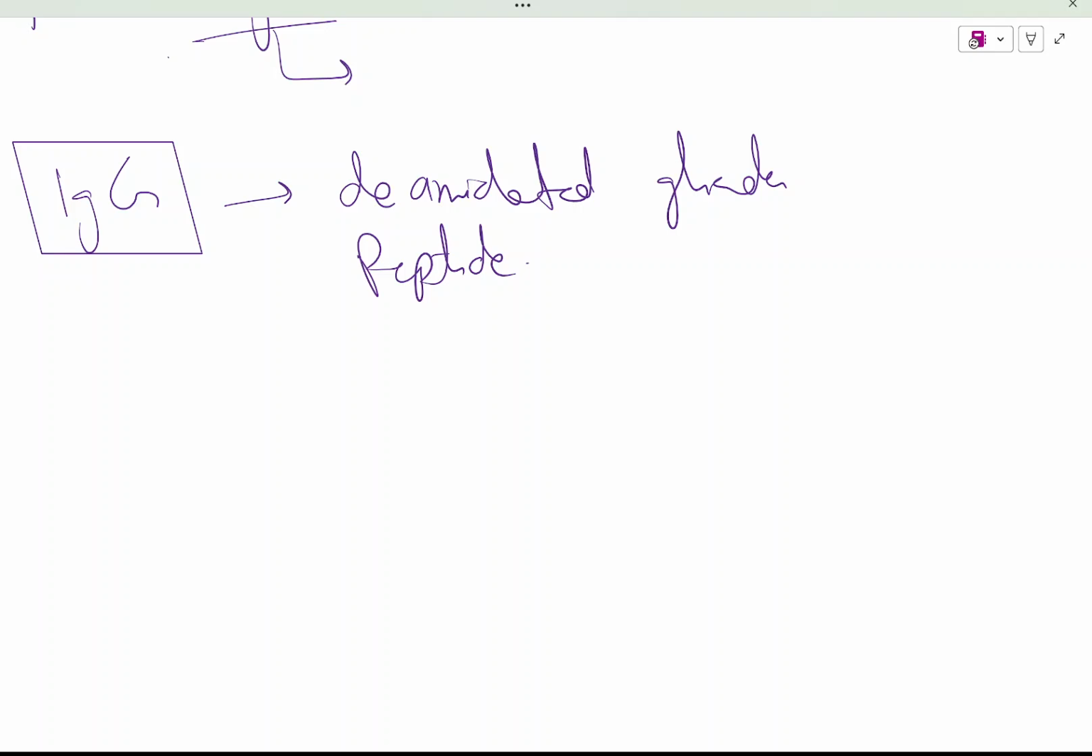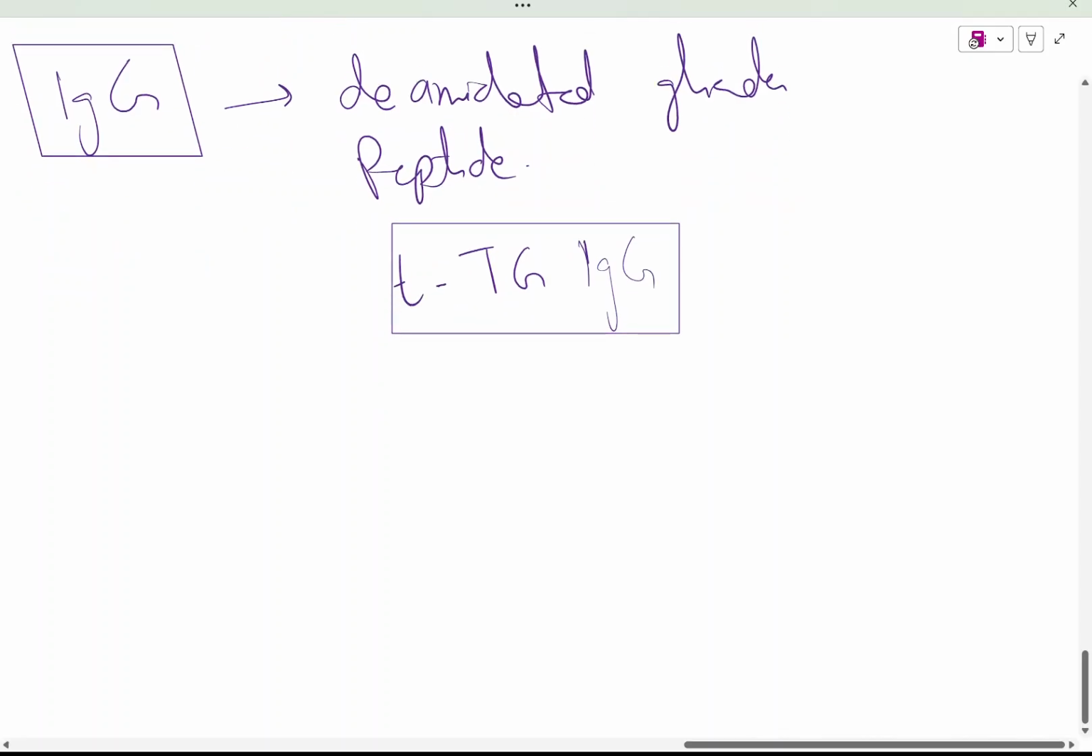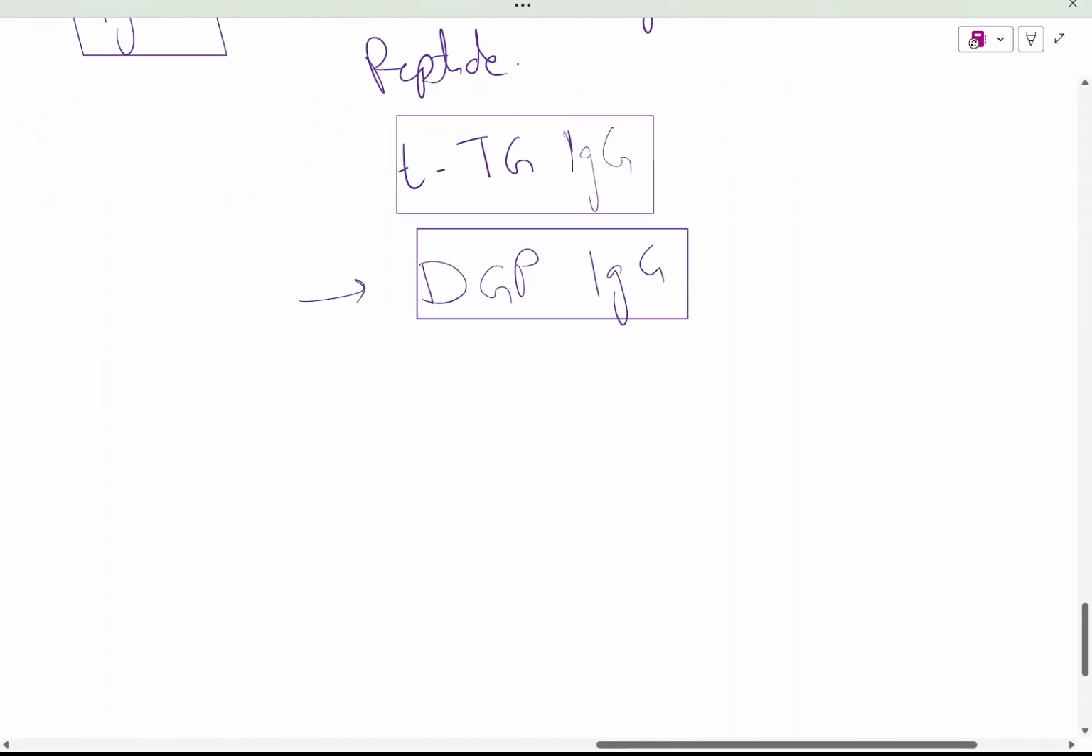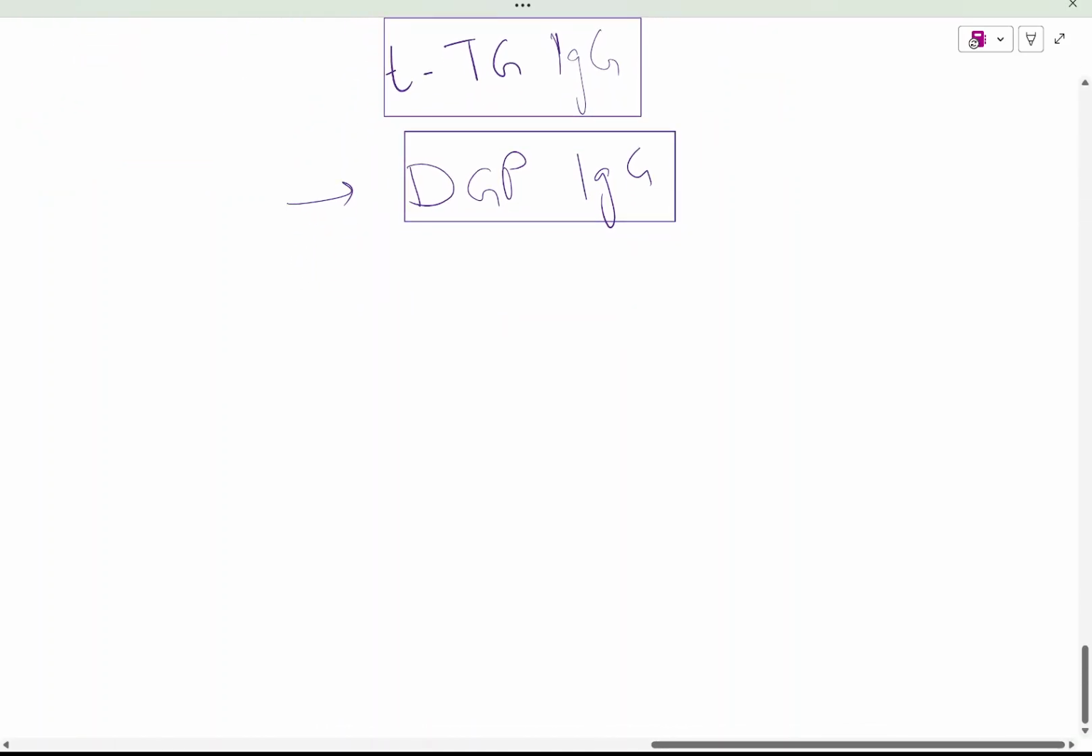And what are we going to study? We are going to study tissue transglutaminase antibody, TTG IgG. Next, we are going to study IgG deamidated gliadin peptide, DGP IgG. You are going to perform these tests if there is IgA less in quantity.